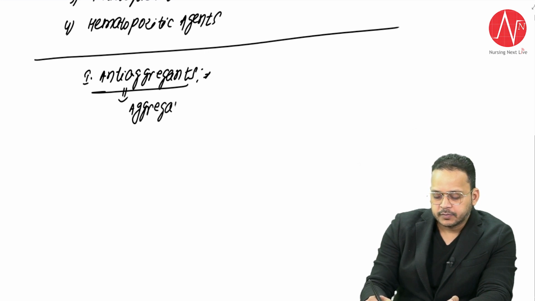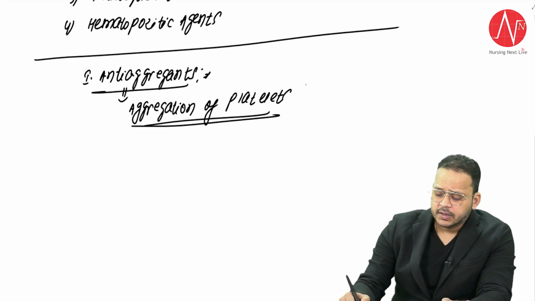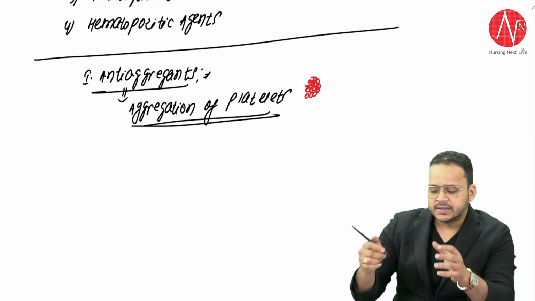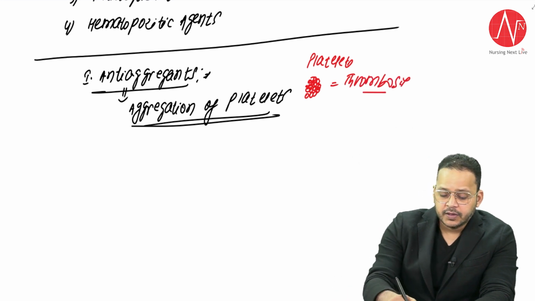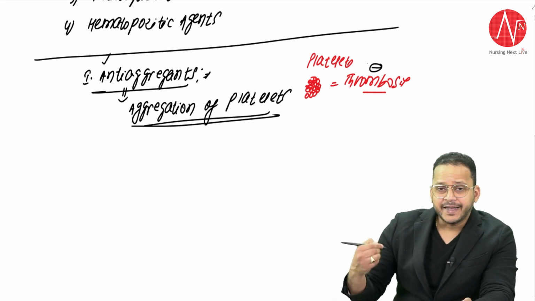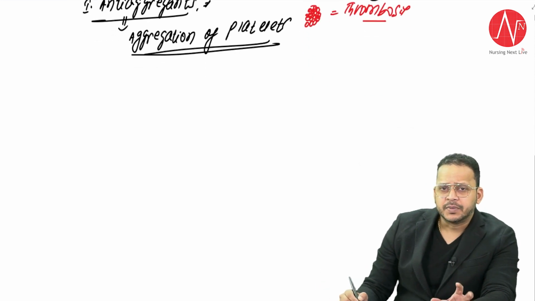Whose aggregation? Aggregation of platelets. Aggregation of platelets, it means what? Platelets begin to get deposited at one place and they aggregate. This aggregation of platelets is responsible for thrombosis, right? So whenever I give a class of antiaggregant, my aim is to prevent thrombosis. So first of all, we'd like to understand why thrombosis happens, right?